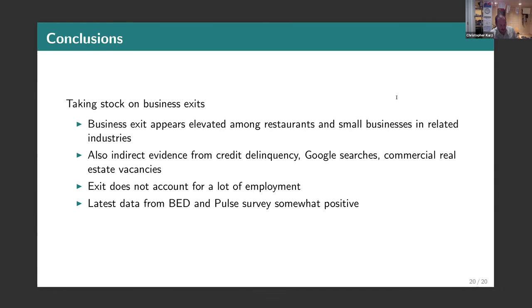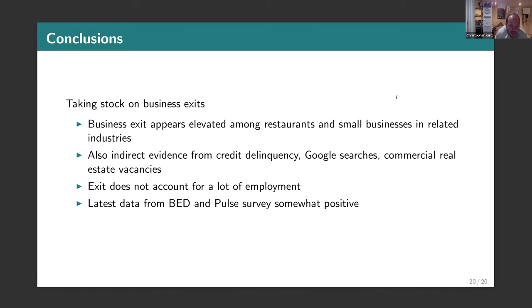So let me wrap this up and take some stock of business exits. The overall message I want you to take away is that, contrary to most of the other discussions and narratives we've had over the past year, business exit has not been as elevated as we expected, but it is elevated among restaurants and small businesses in specific industries, particularly industries that have a lot of personal contact. There's also indirect evidence of credit delinquencies, and for a while, Google searches for bankruptcies were elevated. Commercial real estate vacancies remain elevated.